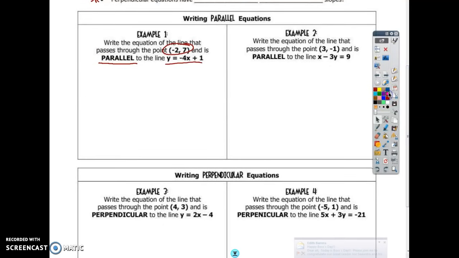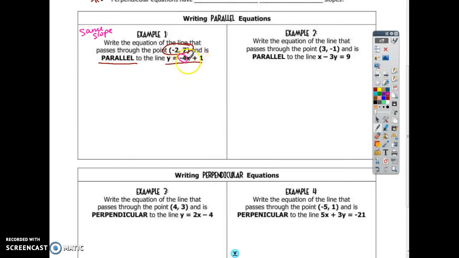Okay, so right here, you guys just told me that parallel lines have what? Parallel lines have the same slope. Write that down here. Same slope. Can you look at this equation and tell me what the slope is? -4. -4 is the slope because this is in slope-intercept form.